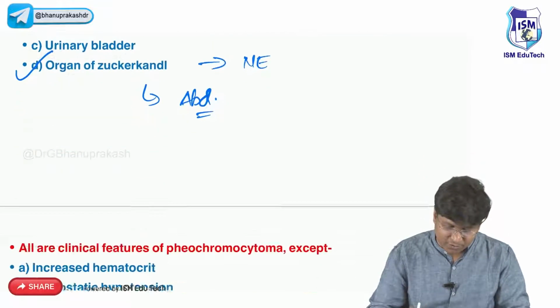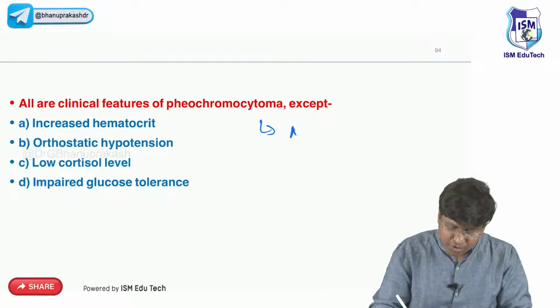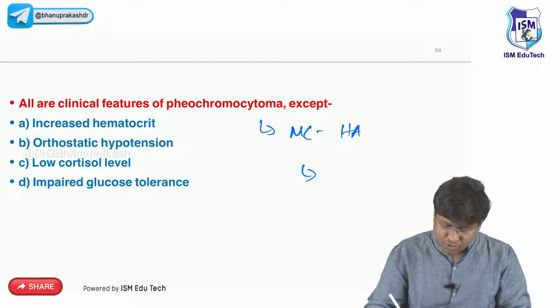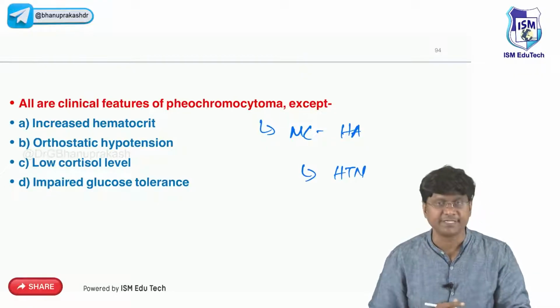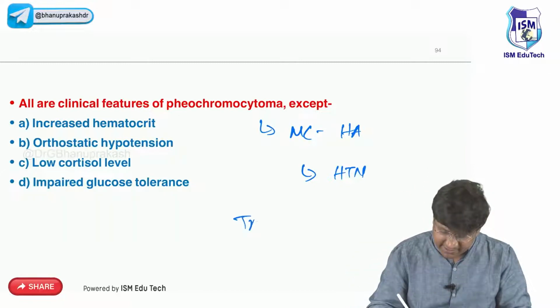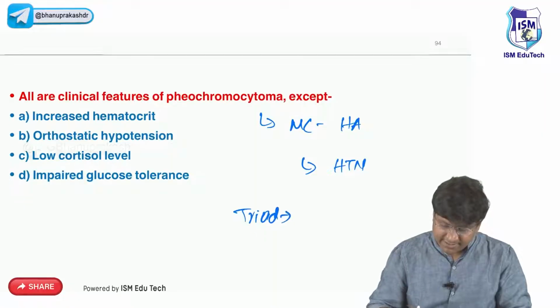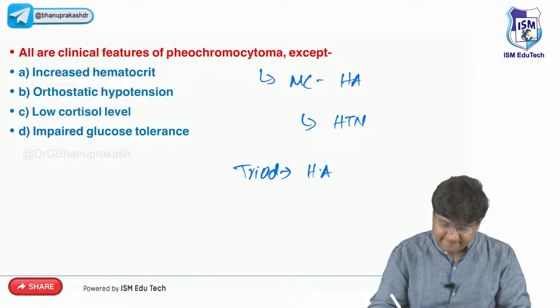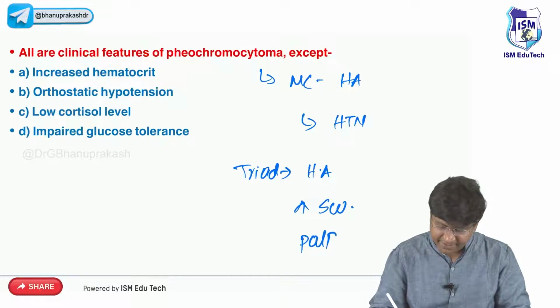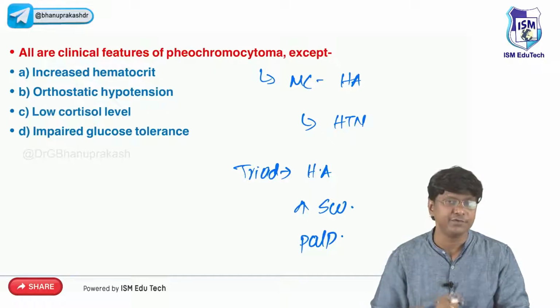Now, in patients with pheochromocytoma, what will be the most common symptom? The most common symptom will be headache. What will be the most common sign? That will be hypertension. And this headache will be mainly occipital headache. Then what is the triad in pheochromocytoma? The triad will be headache, profuse sweating, and palpitations. This is the triad in pheochromocytoma.